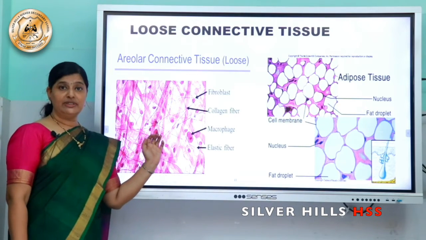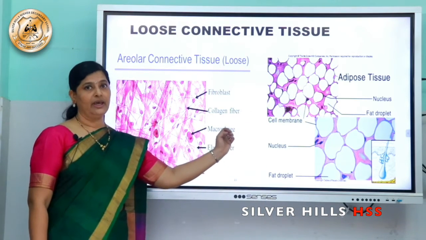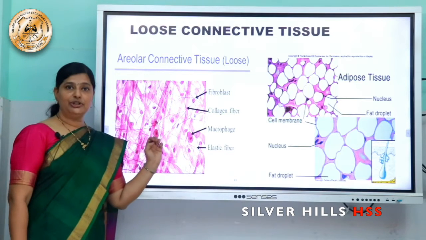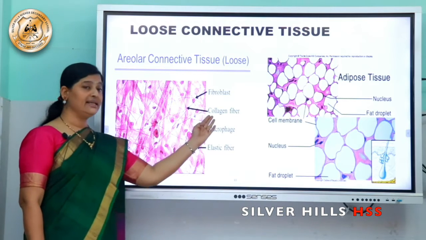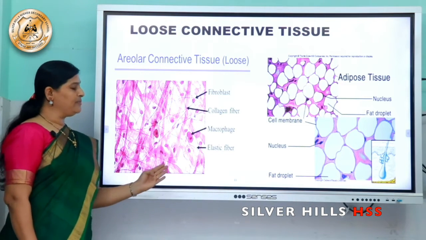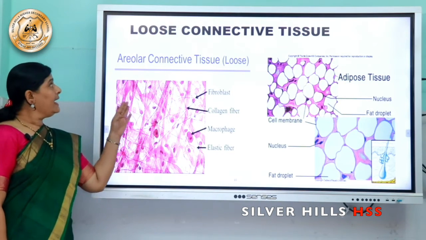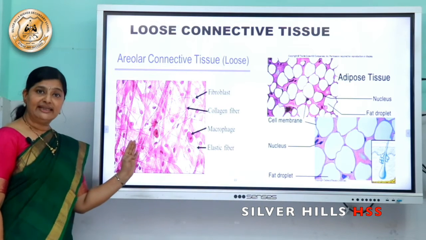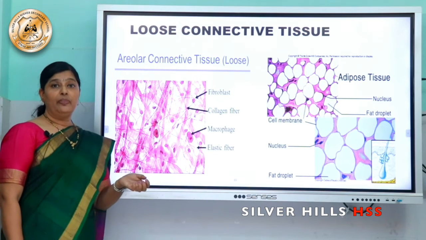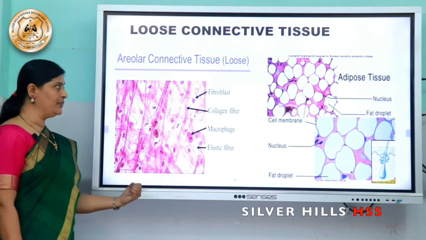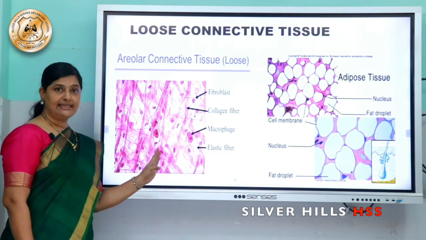Loose connective tissues, examples are areolar tissues and adipose tissues, right? Loose connective tissues have fibers of structural proteins called collagen or elastin. So, let's see the picture of an areolar connective tissue. Areolar connective tissues are seen beneath the skin. They form an additional structural framework for the epithelial tissue. They have fibroblasts, macrophages and mast cells.